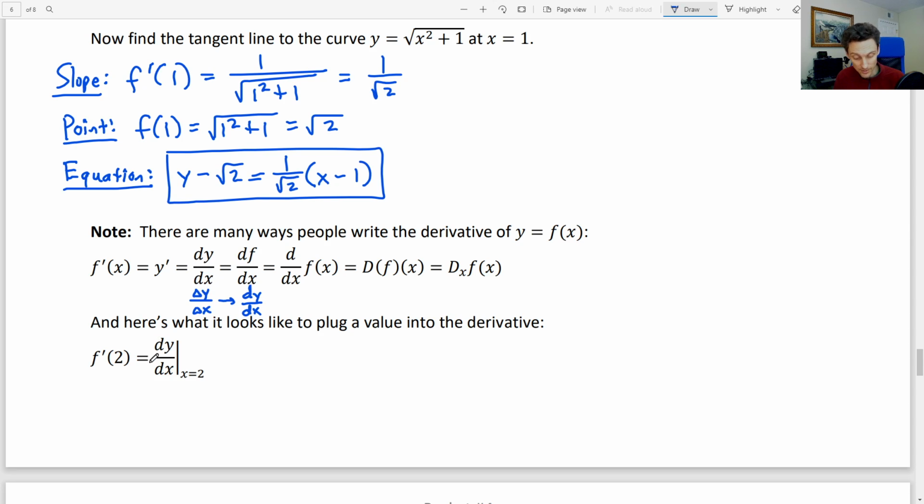So here's what it looks like to plug a value into a derivative. With the prime notation, it's just f prime of 2. We've already seen that before, like f prime of 1, f prime of 2. With Leibniz notation, it's a little trickier. The way you write it is dy dx, and then you put this vertical bar, which means evaluated at, x equals 2. So this would take x equals 2 and plug it into dy dx.